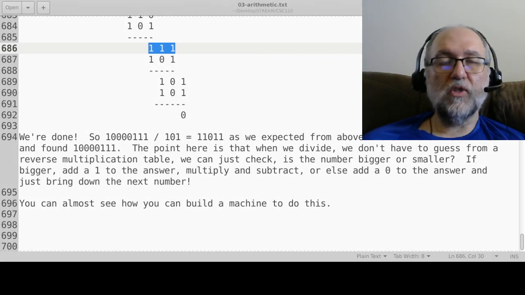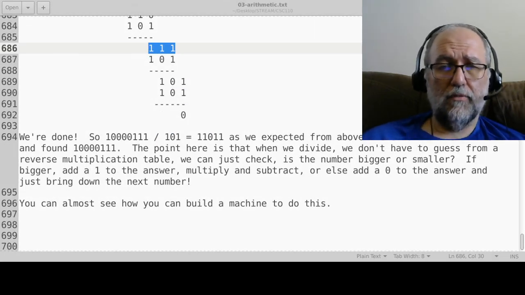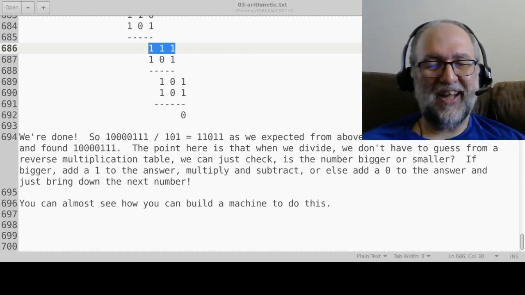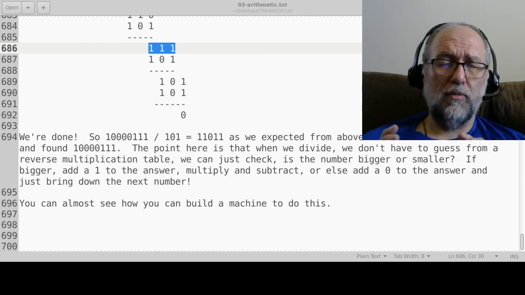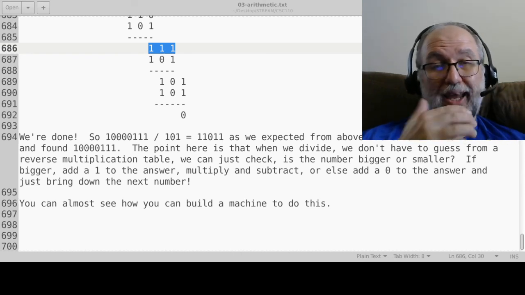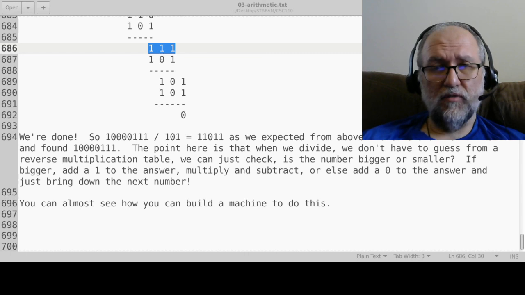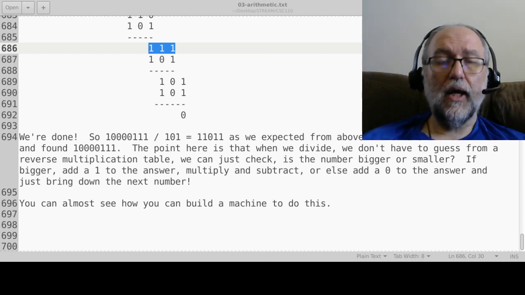All right, you can almost see how you would build a machine to do that. In fact, I can see how to build a machine to do that, for binary. And so suddenly a problem which was horrible to make into a mechanical mind, long division, becomes much easier in binary.